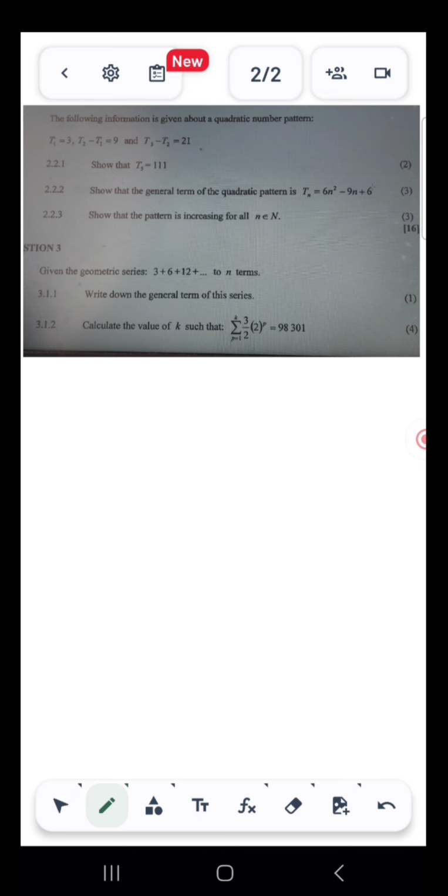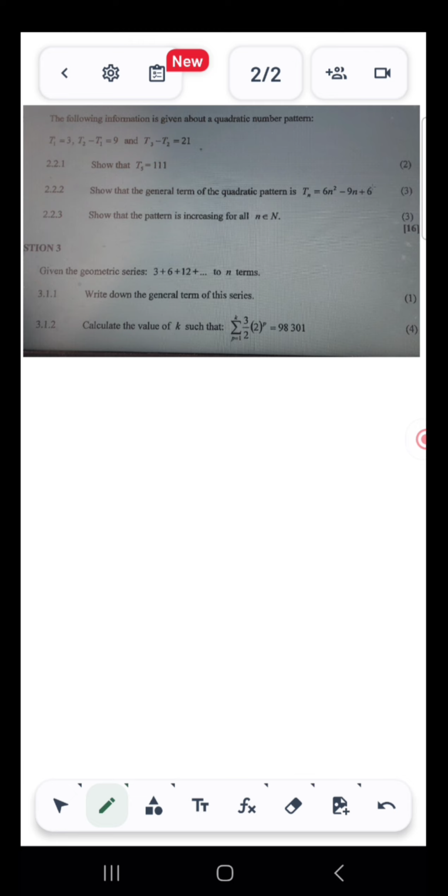Remember to read all the instructions. Remember to number correctly, right? Now, we are following up, continuing with that sequence and series paper. We are doing this question. Question 2.2 says the following information is given about a quadratic number pattern.